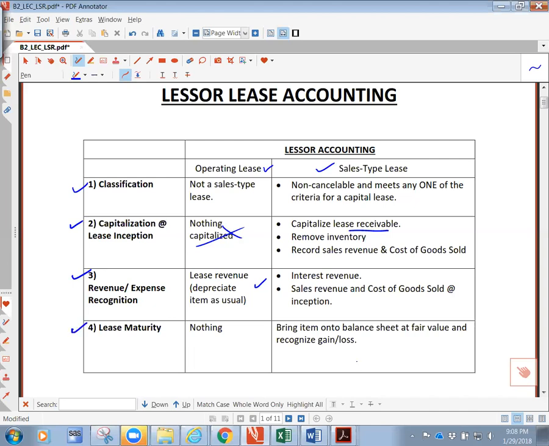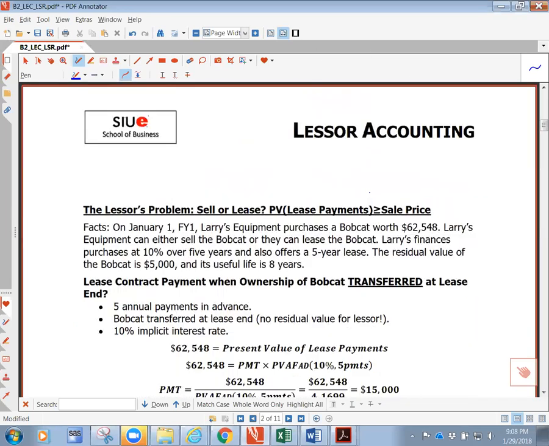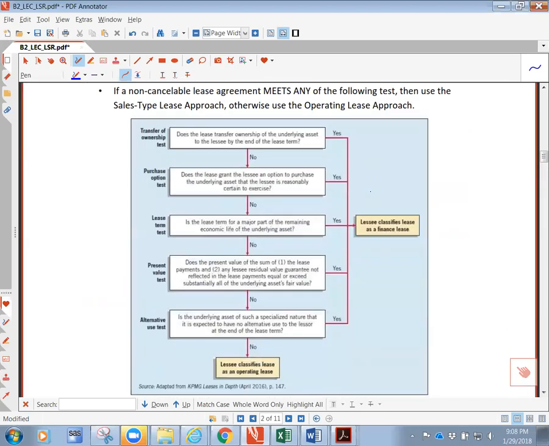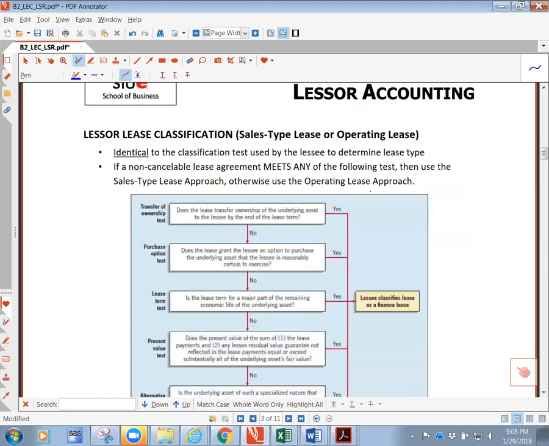And then at lease maturity, nothing special going on over here. So the lessor removes the item under a sales type lease. At the end, they have to bring the item back on the balance sheet at fair value, and they'll recognize the gain or the loss at that time. All right, so I'm going to skip the payments, and what I'm going to go to first is just talk about that classification.